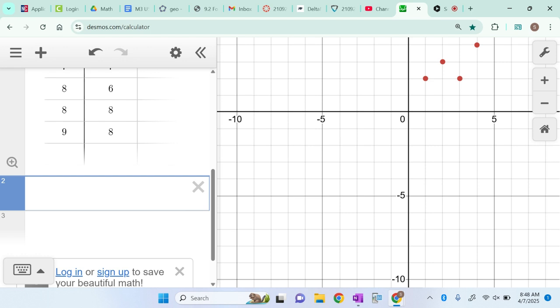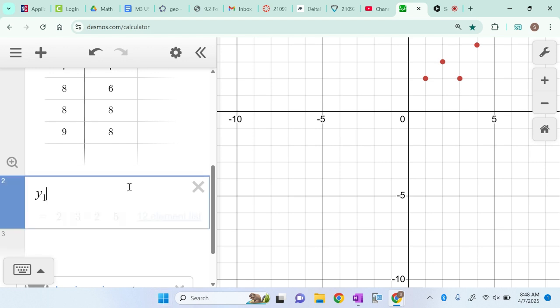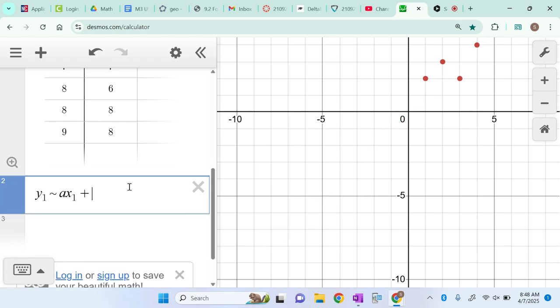Guys, what's the standard form for a linear equation? With a slope-intercept form, what is it? Y equals mx plus b. So guess what? You'll do y1, so we know we're using the table, little squiggle, ax1 plus b.